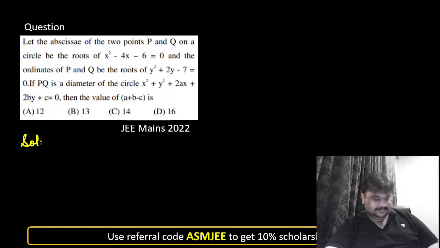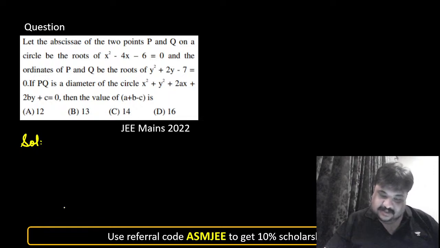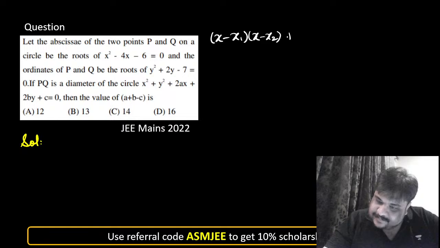Yes. Is it done? Option A. Good. Let the abscissa be two points P and Q on the circle. Oh my god, how easy this question is. So the diametric form is this, and still people say the paper is tough.